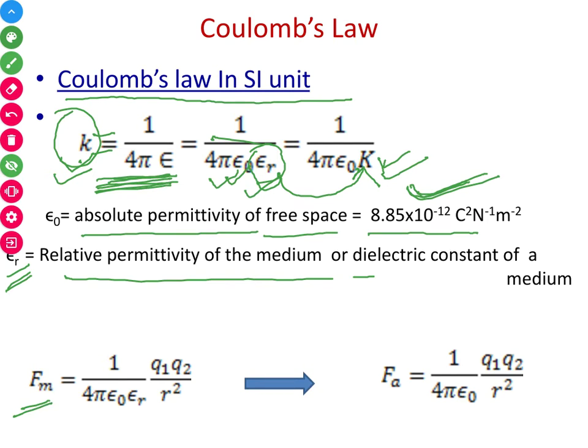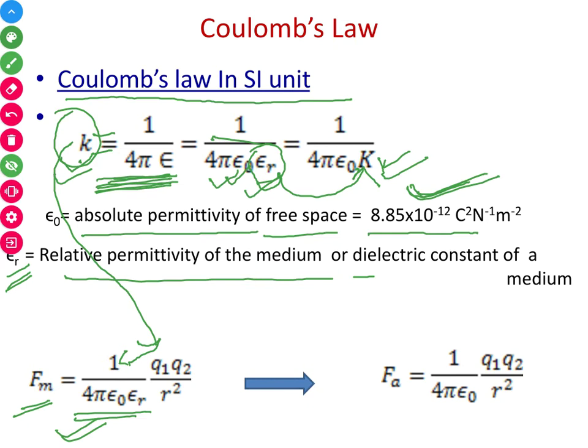is given by Fm is equal to 1 upon 4 pi epsilon naught epsilon r into Q1 Q2 by r square, because the value of K in SI unit is this one, 1 upon 4 pi epsilon naught epsilon r, into Q1 Q2 upon r square.